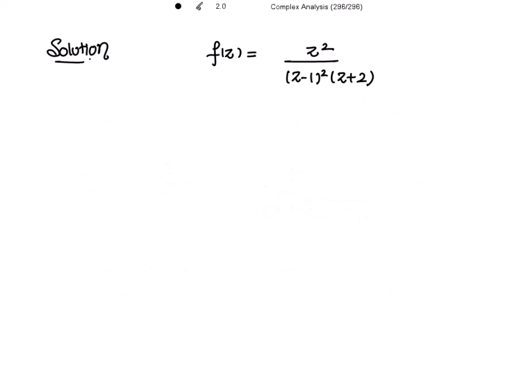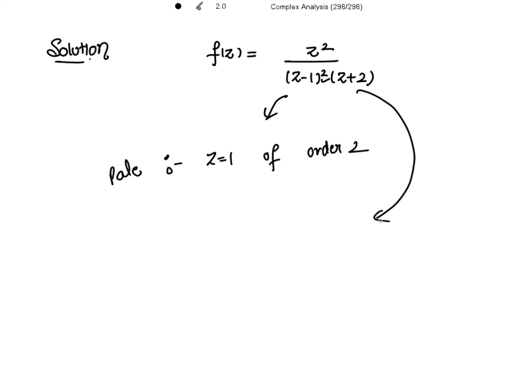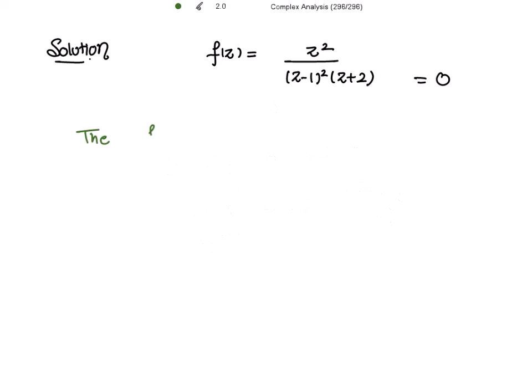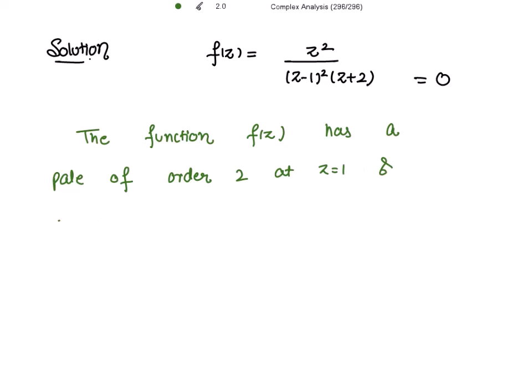What are the poles? The function is having the pole z equal to 1 of order 2. The power is 2, so I am writing the pole is of order 2. And also z equal to negative 2 is a simple pole. Just take the denominator equal to 0 and get the points. So the function f(z) is having the pole of order 2 at z equal to 1 and the simple pole at z equal to negative 2. And now we have to find the residue at each pole.